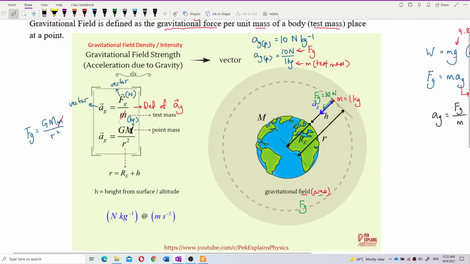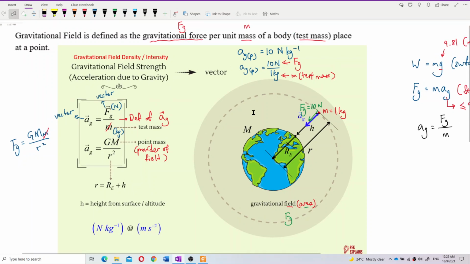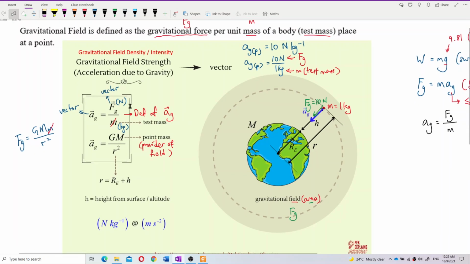This M is the point mass. What is meant by point mass? Point mass is the provider of the field. Understand or not? It provides this gravitational field. Without this point mass, without the Earth, there's no gravitational field for the gravitational force to exist. So point mass is the provider of the field, whereas the test mass is the one who experiences the field.